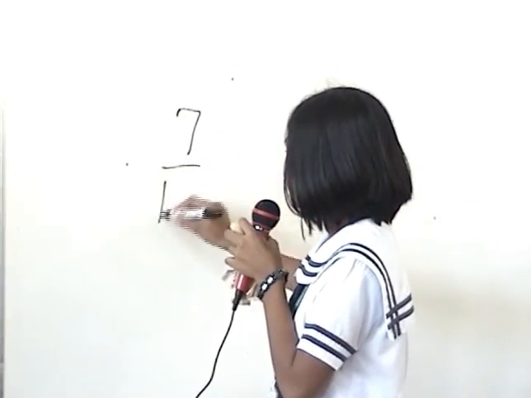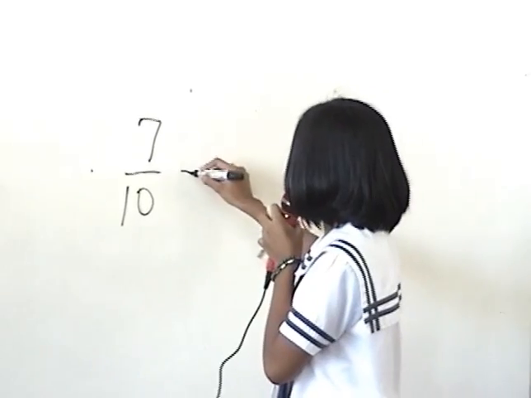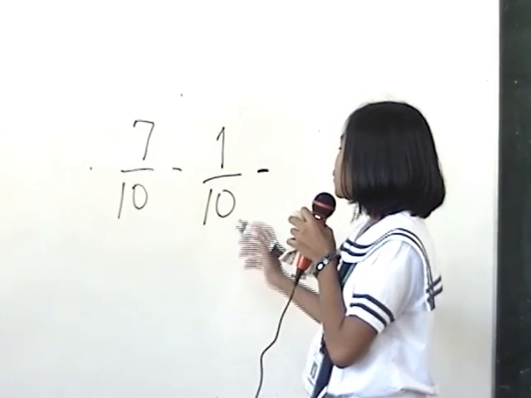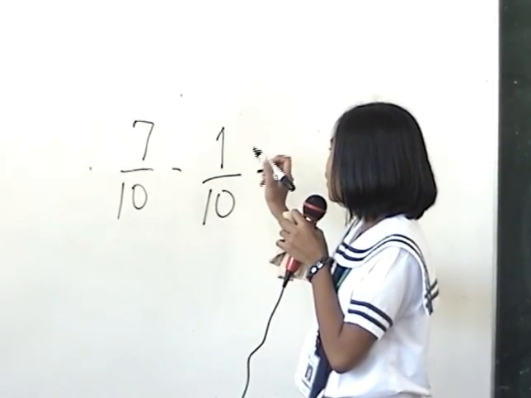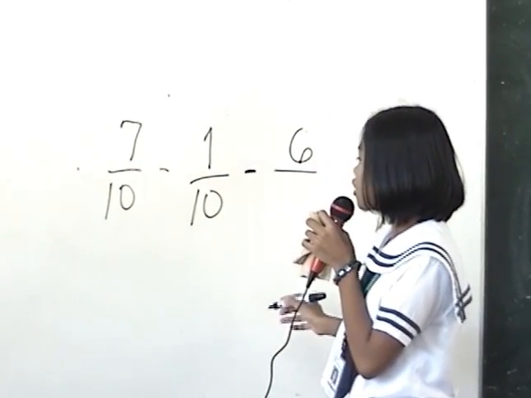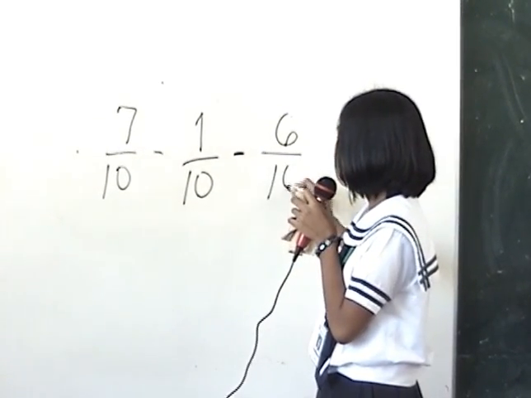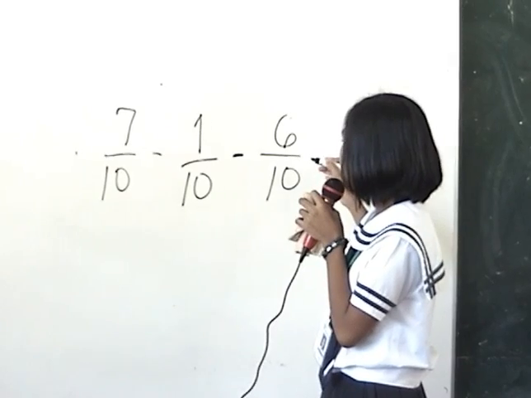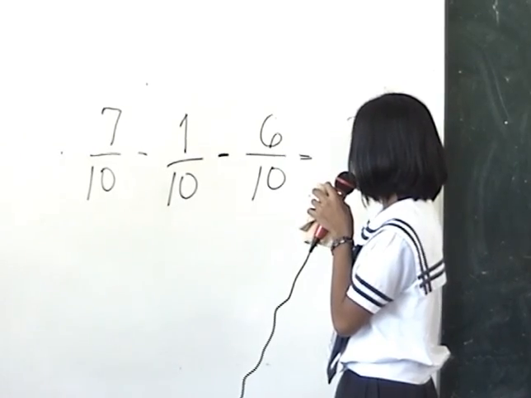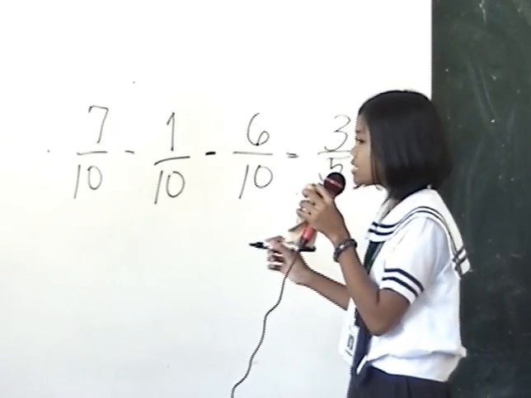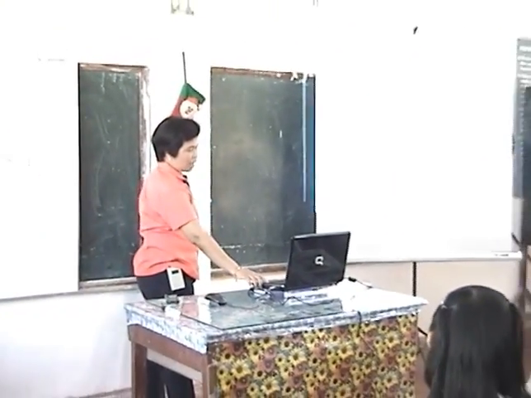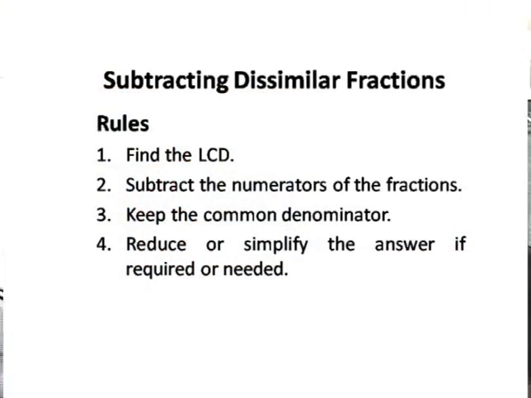7/10 minus 1/10. We just subtract 1 from 7, and the answer is 6. And copy the common denominator, which is 10. This answer can be simplified. 6/10 is equal to 3/5. And the final answer now is 3/5. Correct. So let's proceed to the next topic, subtracting dissimilar fractions.